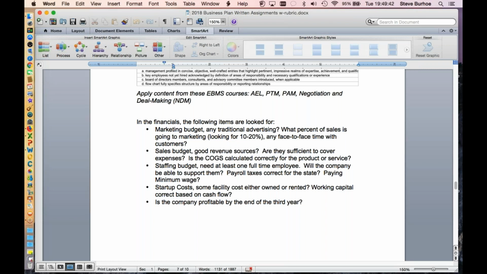The staffing and startup costs are going to be done next week. And that's pretty much all that's due next week, other than your mastery assignment. So the last week is kind of the cruising week. This is the busy week.